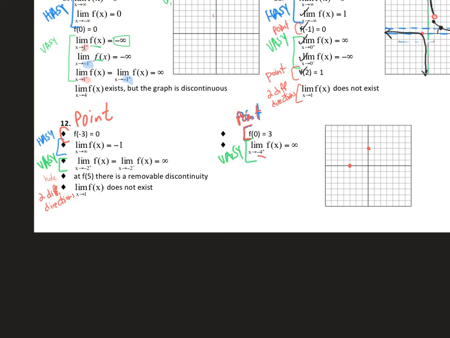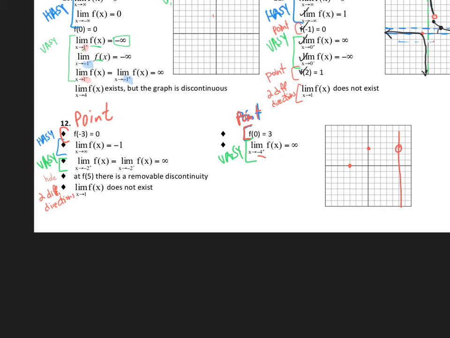I have a hole, right? And a hole that's not part of a jump, but an actual hole. There is a removable discontinuity at x equals 5. Now, notice it doesn't tell us where along 5 that hole has to be. So 1, 2, 3, 4, 5. Somewhere along here, I'm going to have a hole. So right now I'm just going to draw a random hole in. I might have to move that based on where the rest of my graph ends up.